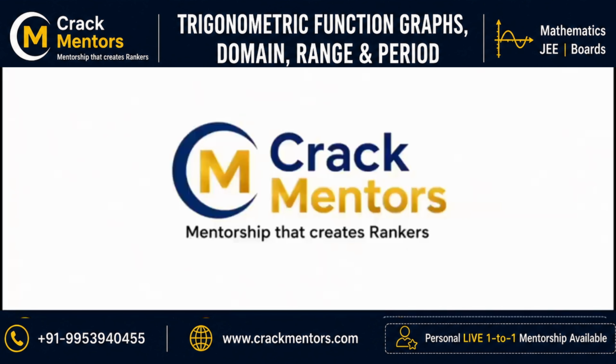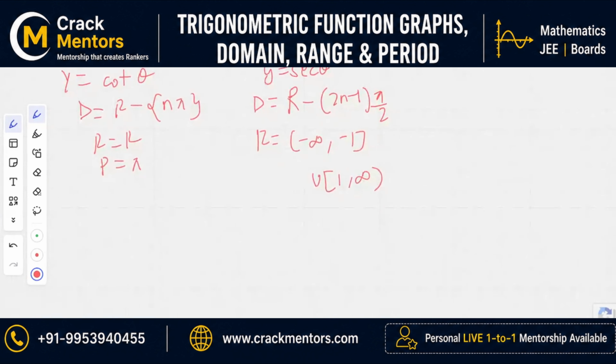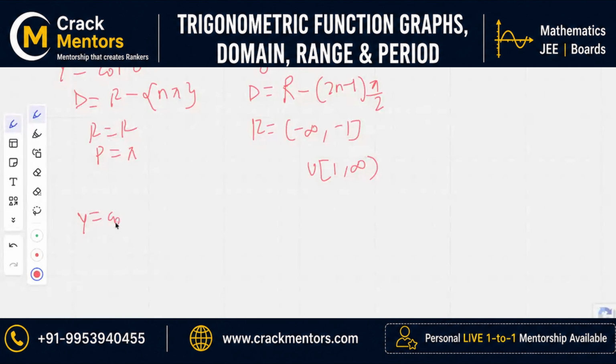It's -1 union 1 to infinity. Is this correct, or do we have open at -1 and 1? Tell me. Do we have open at -1 or 1, or is it correct? No, I think it's fine. Yeah. Okay. That's what I was thinking.